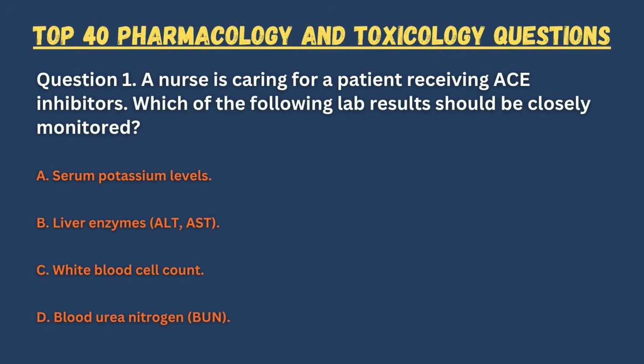Question 1. A nurse is caring for a patient receiving ACE inhibitors. Which of the following lab results should be closely monitored? A. Serum potassium levels. B. Liver enzymes, ALT-AST. C. White blood cell count. D. Blood urea nitrogen, BUN.